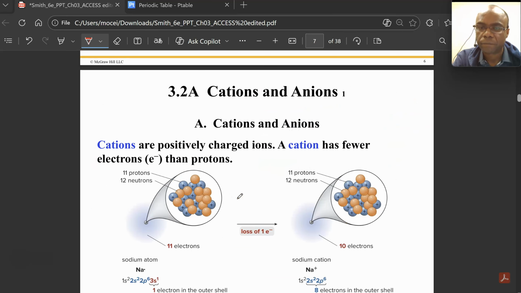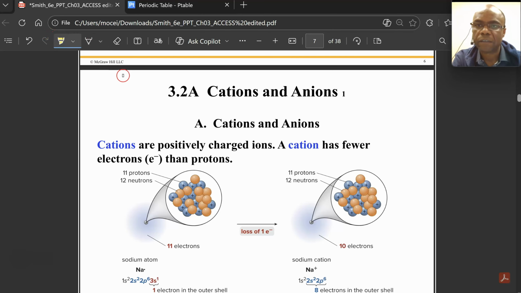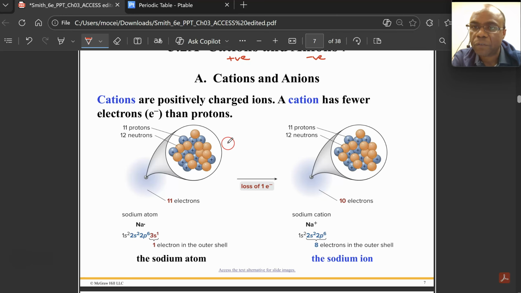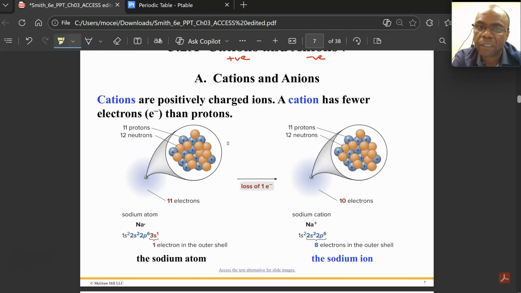Okay, more on cations and anions. Remember, we said cations are positive ions, anions are negative ions. An example of a cation was Na+, an example of an anion, Cl-. You will see that cations are positively charged, and a cation will have fewer electrons because they lose electrons. They have fewer electrons than protons.